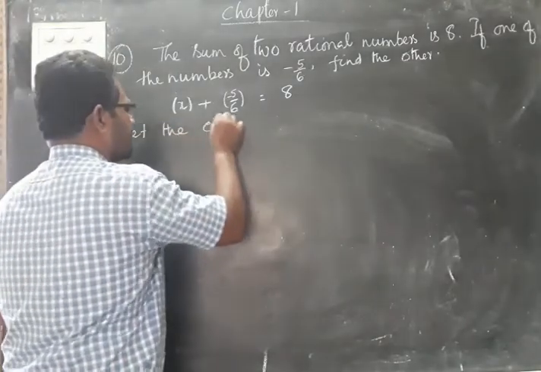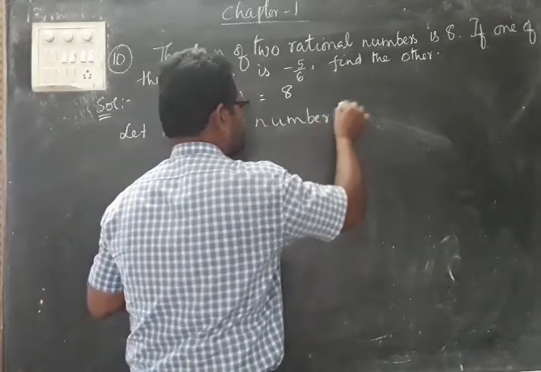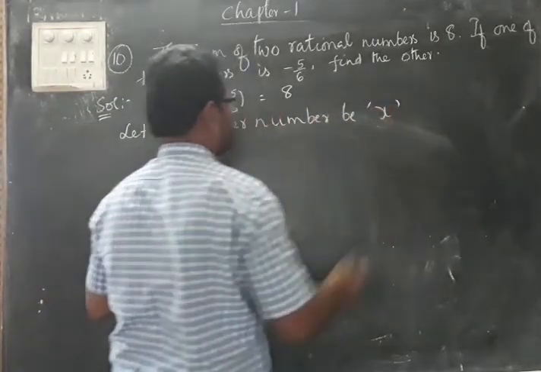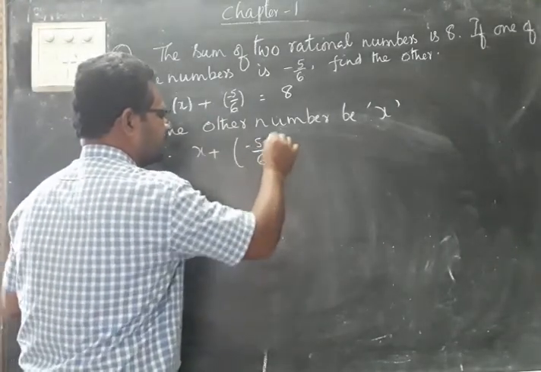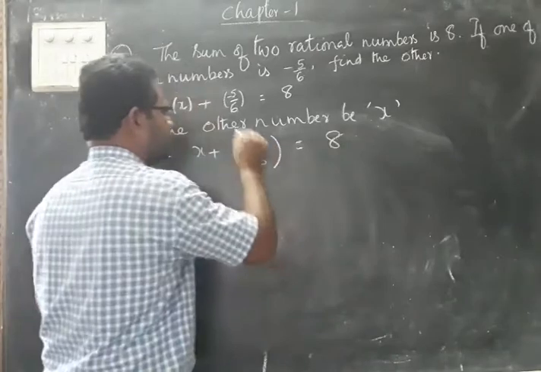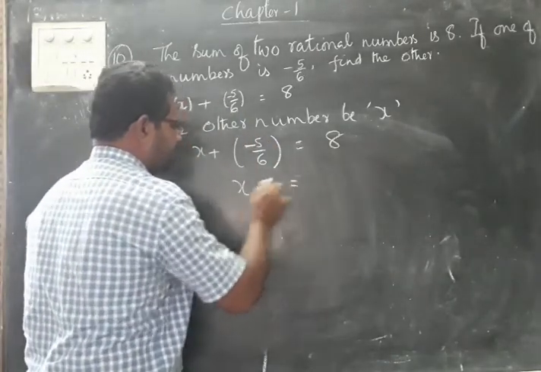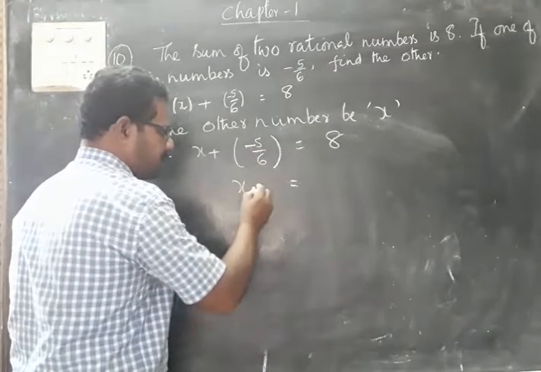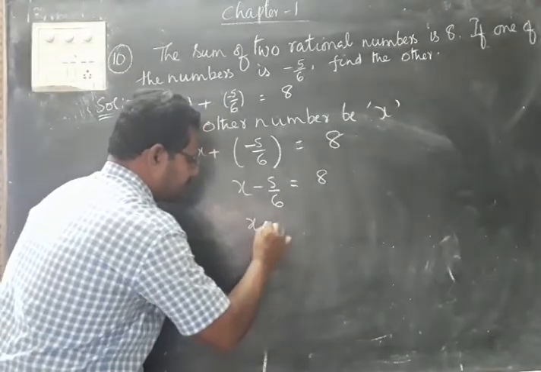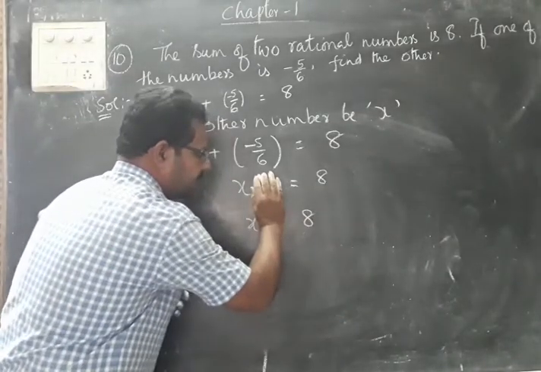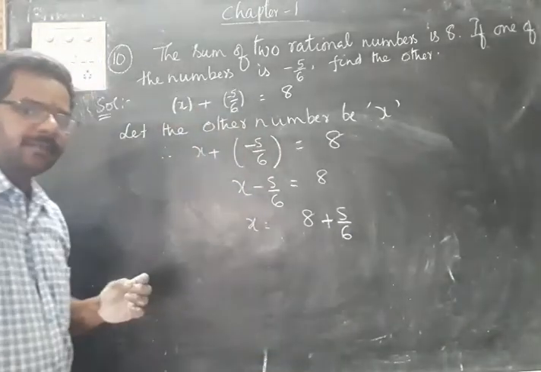So we can write like this. Let the other number be x. Therefore, x plus minus 5 by 6 is equal to 8. The same thing I wrote here. So now we have to find the x value. x plus into minus is minus 5 by 6 is equal to 8. x is equal to 8 minus 5 by 6. If you transpose that to the other side, it will become plus 5 by 6.